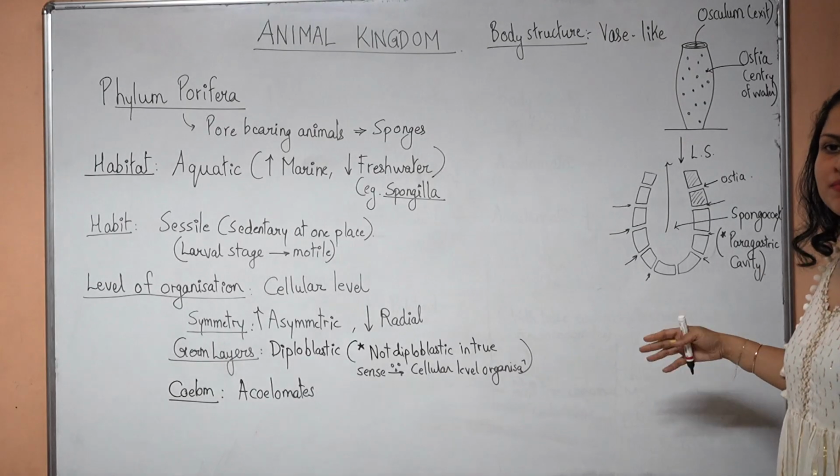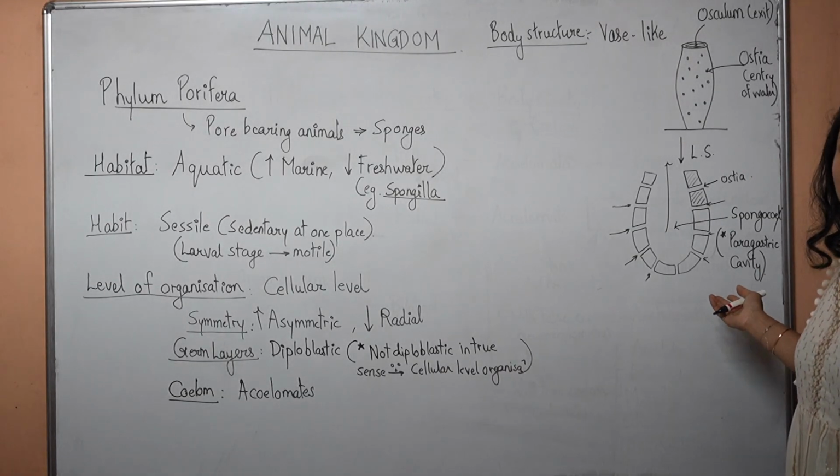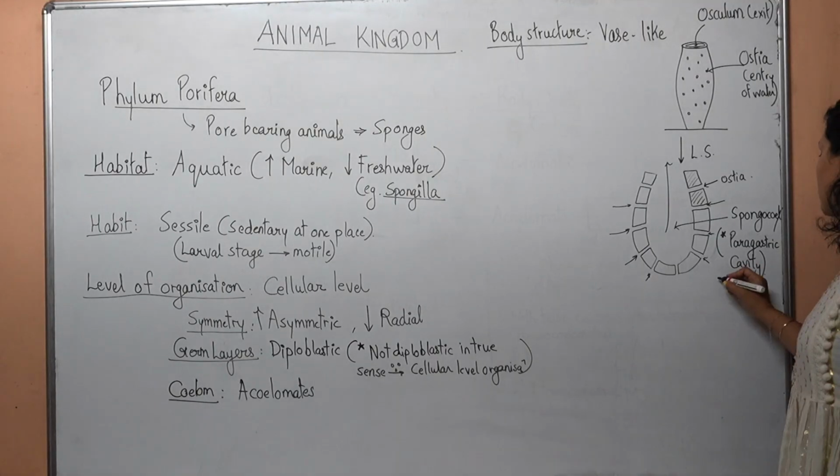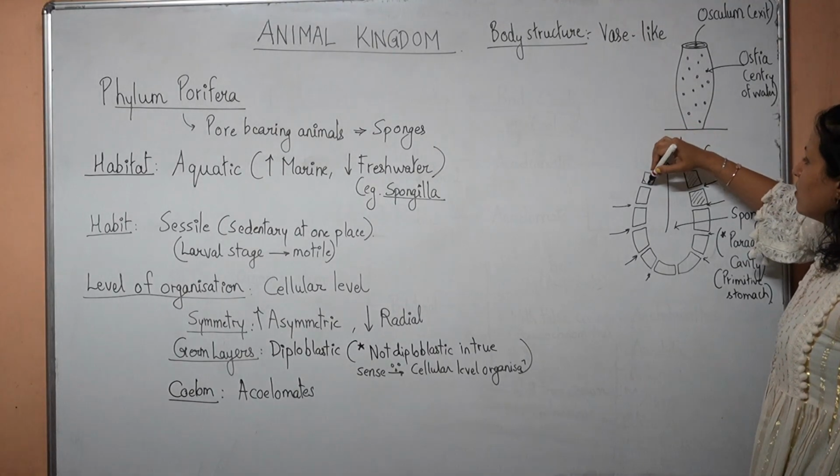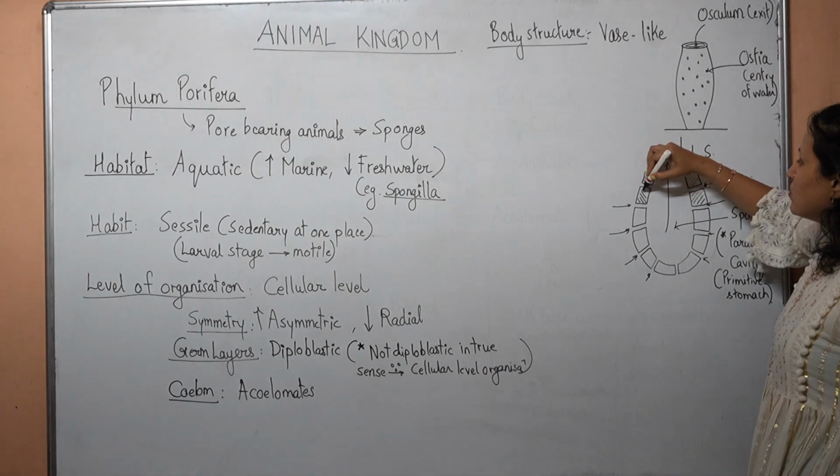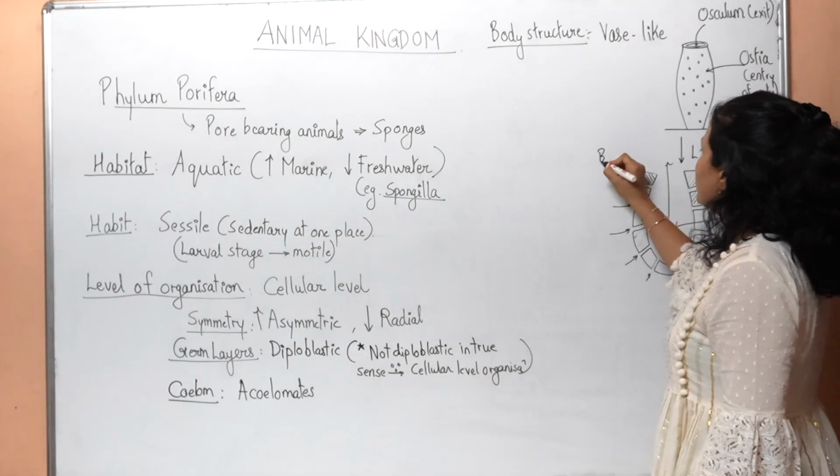Paragastric cavity. Why has it been named after gastric? Gastro means what? Stomach. It's like a primitive stomach. And this right here is the body wall, which we're going to talk about now. This is its body wall.